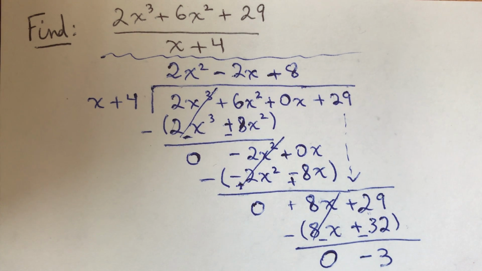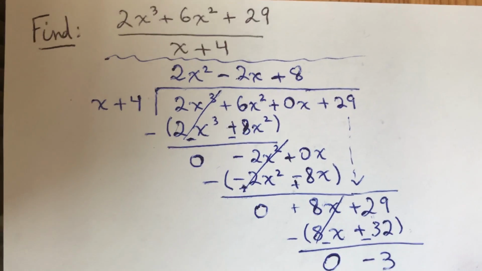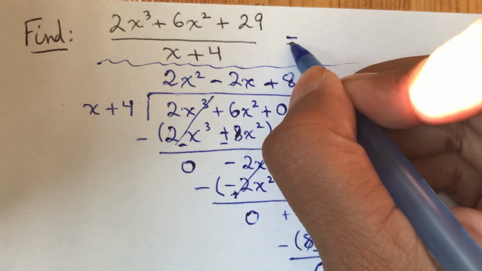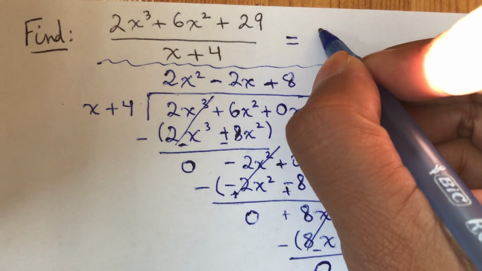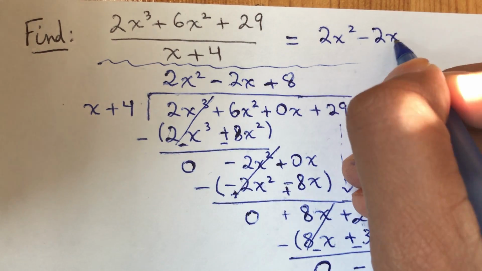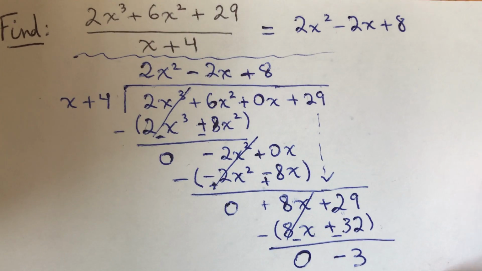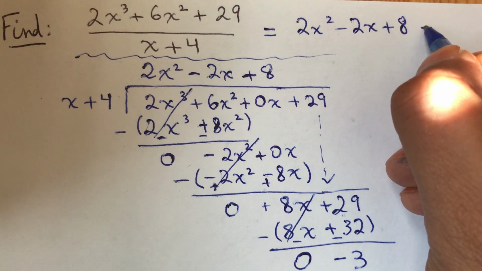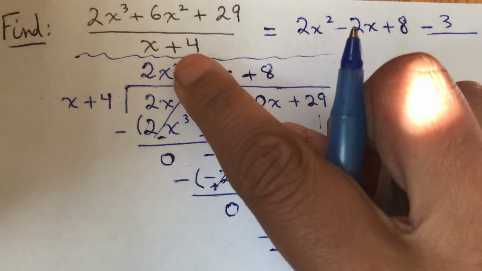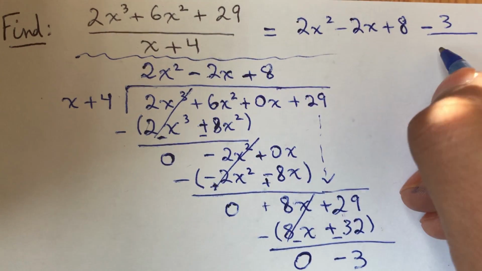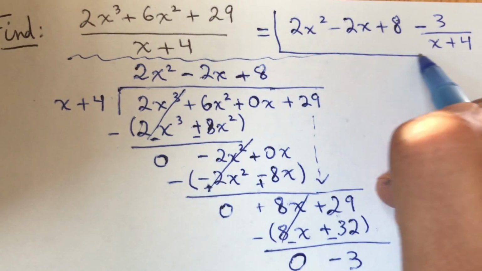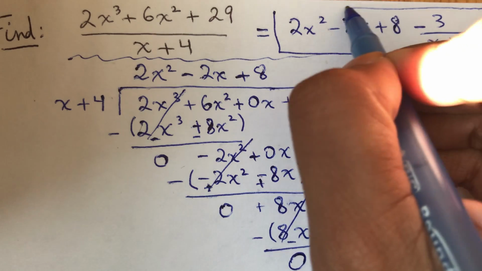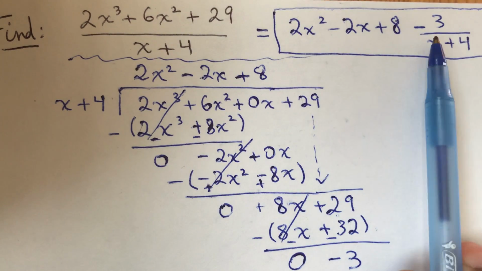And how do we rewrite this? Well, we will rewrite this as, you can put it up here. So the answer is, this is really your quotient, 2x squared minus 2x plus 8, and the remainder is negative 3. So we're going to put a negative 3 over your divisor, x plus 4. And that's how we write the answer to a polynomial division with a remainder.